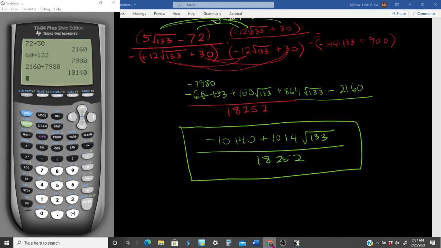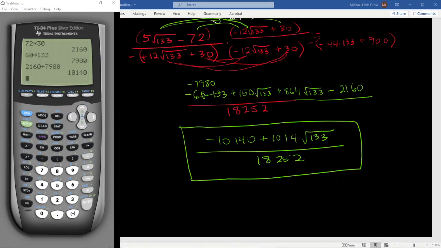Oh shoot! Now where did it go? It left. Well, I'll check it. This is what it is. All right. Take care.